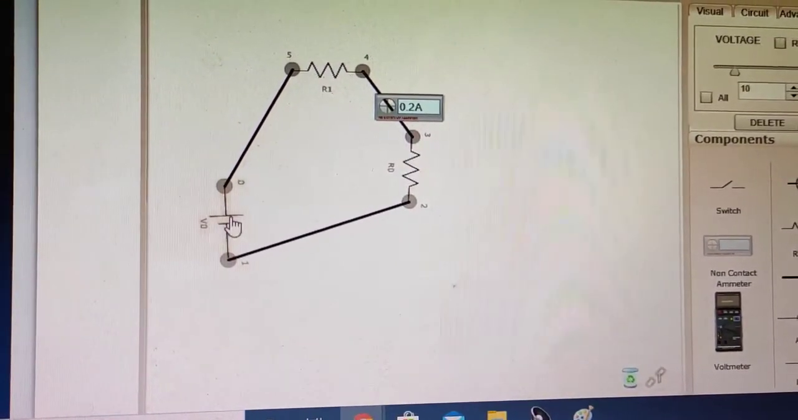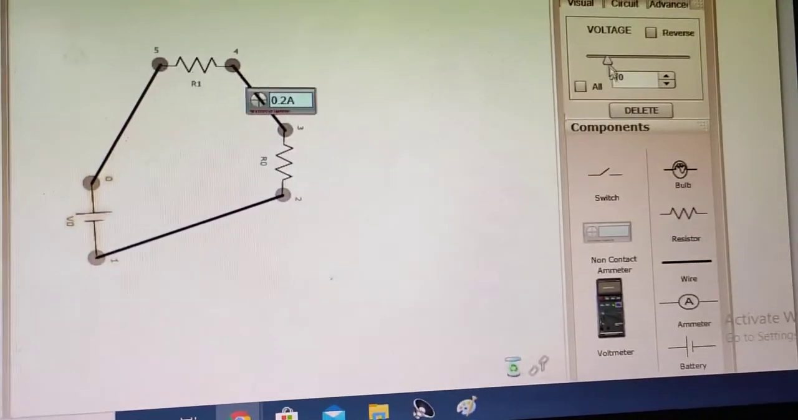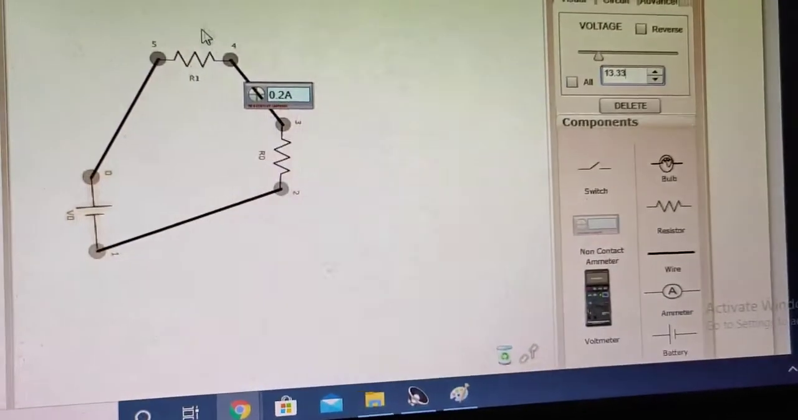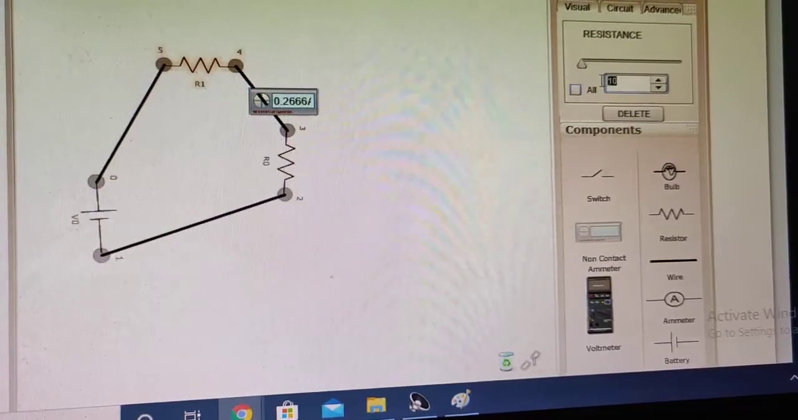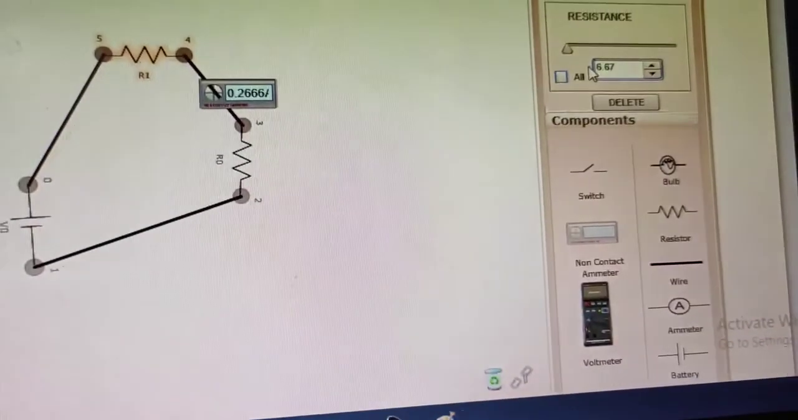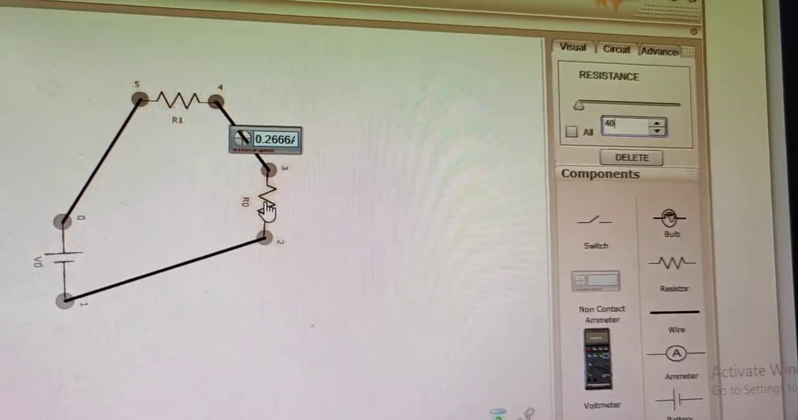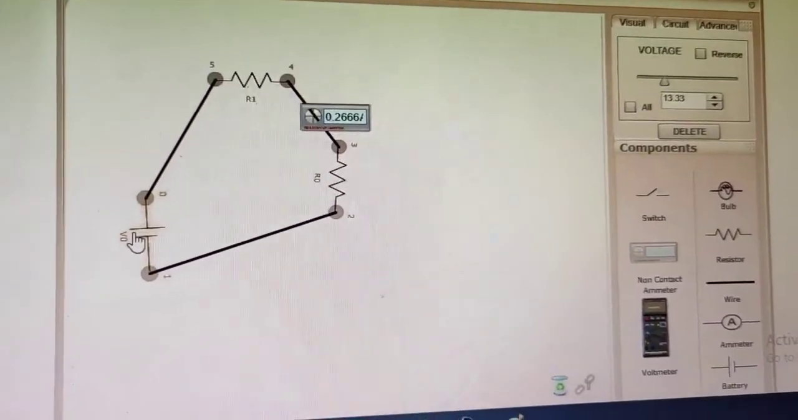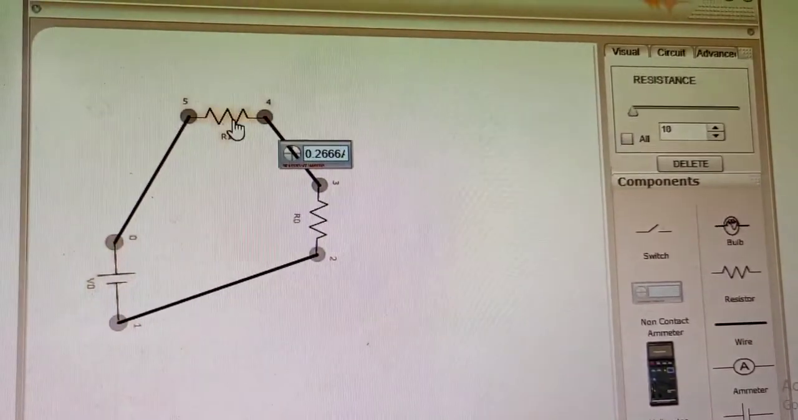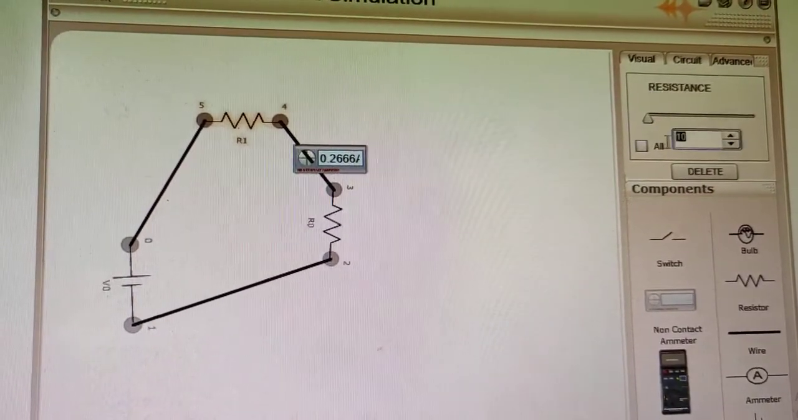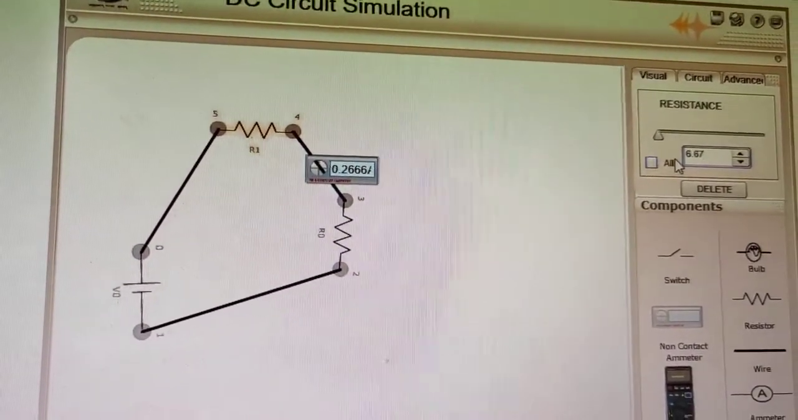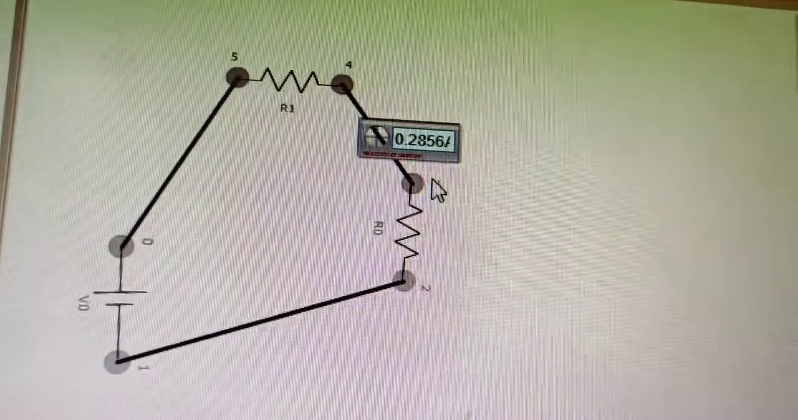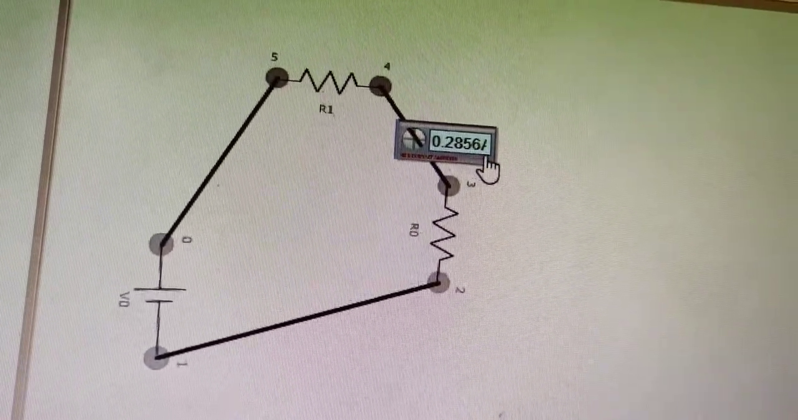Now the battery, Thevenin's equivalent voltage source, is 13.33 volt. Then the equivalent resistance is 6.67 and the load resistance is 40 ohm. So this is 13.33, this is 6.67, and this is 40 ohm. See, the current flowing through the 40 ohm resistor is 0.2856.